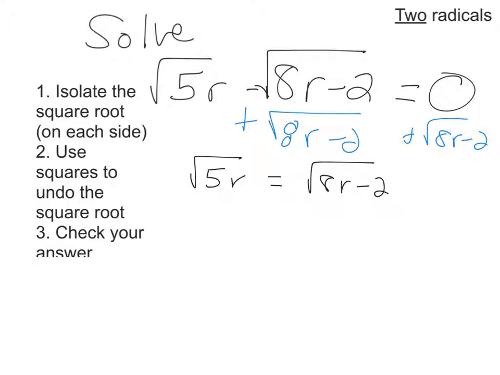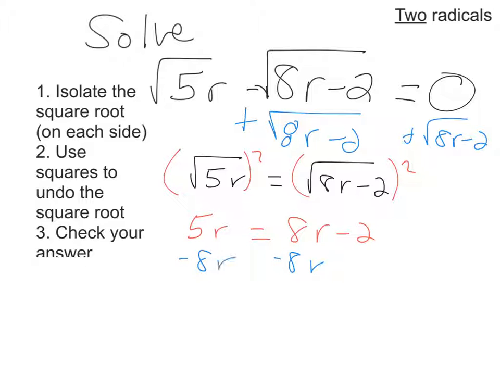Now just like before, when the square roots are isolated on their own sides, we're going to use squares to undo them. So we're going to square both sides of the equation. So we get 5r is equal to 8r minus 2, because the square roots and the square undo each other. So we're just going to collect like terms here. So we get that negative 3r is equal to negative 2. And then to get r alone, finally we'll divide by negative 3, which leads us to the answer that r is equal to 2/3.